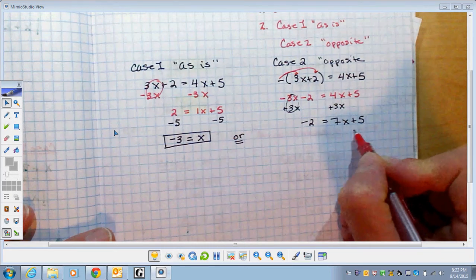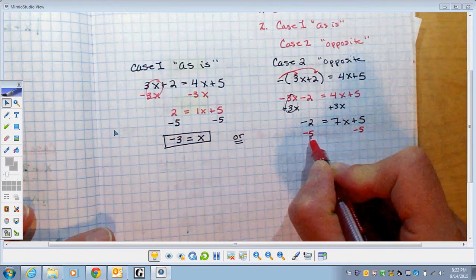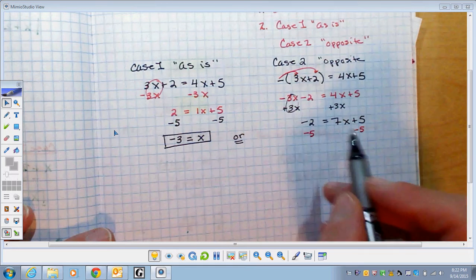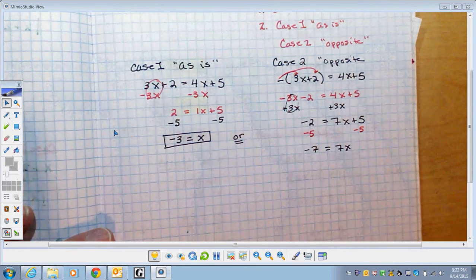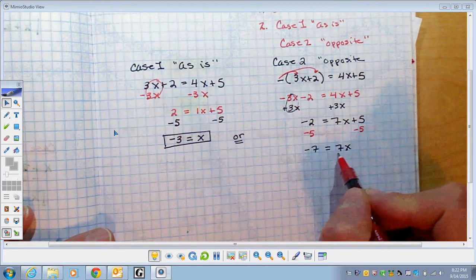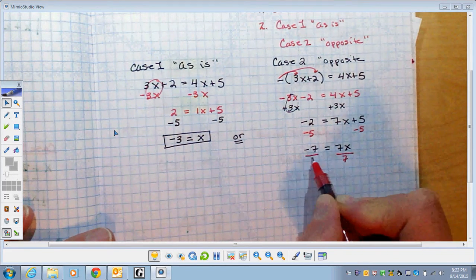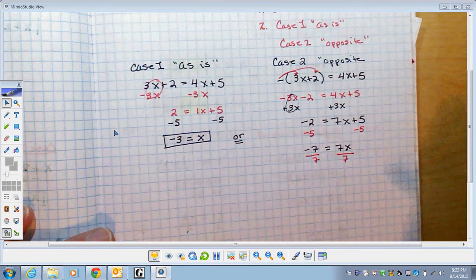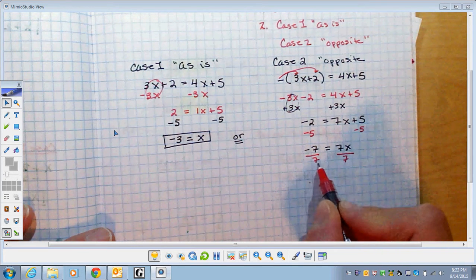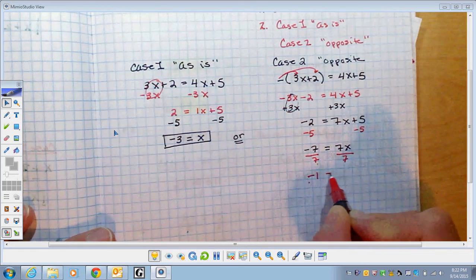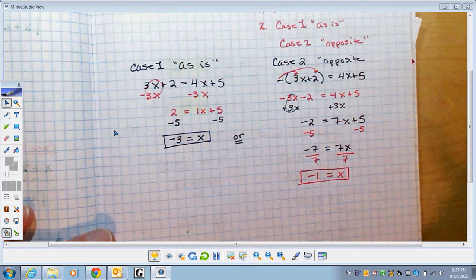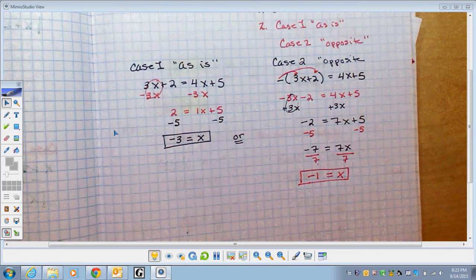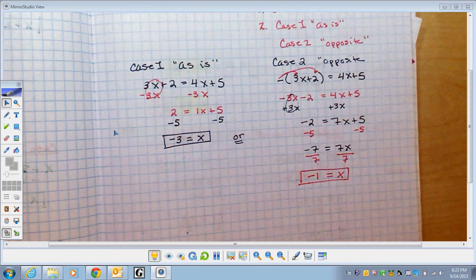And then I'm going to subtract 5 from both sides of my equal sign. And I get negative 7 is equal to 7x. And then I'm going to divide everything on both sides of the equal sign by 7. And I get negative 1 is equal to x. So that is my other answer. Okay, so either these are both right, one is lying, or both are lying. So I have to test it.